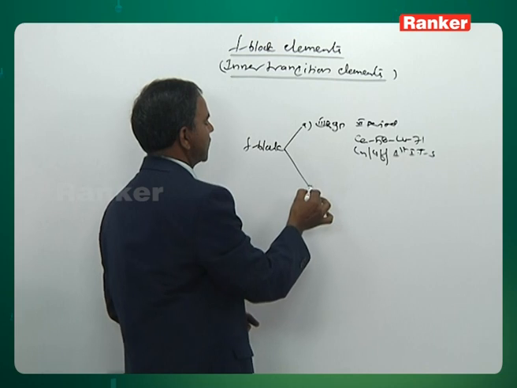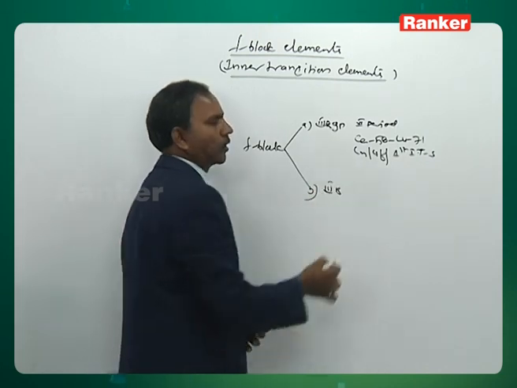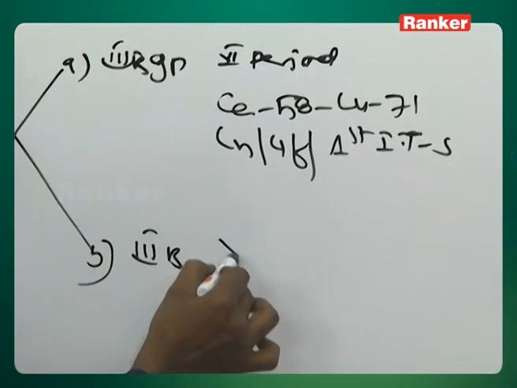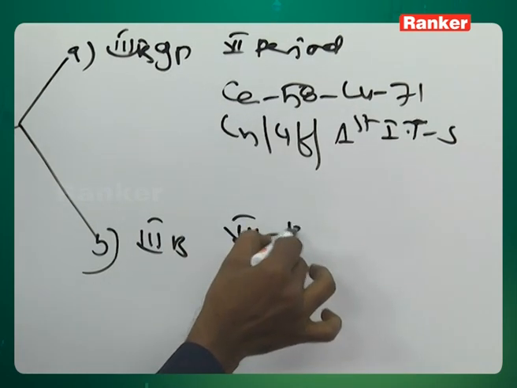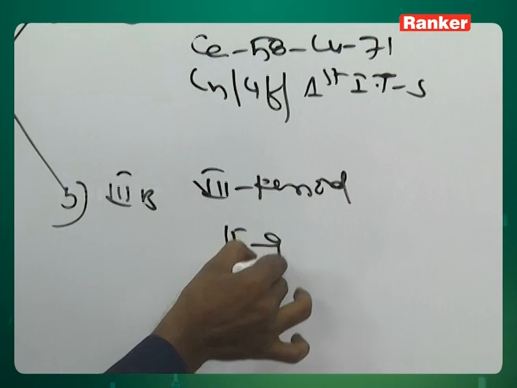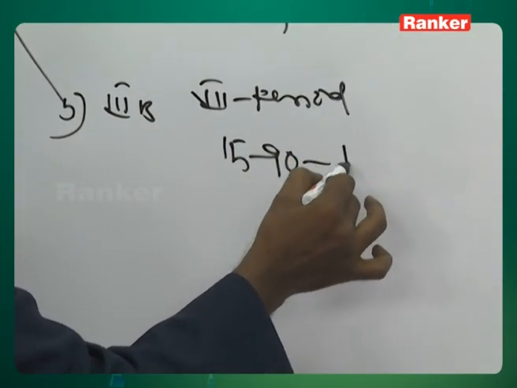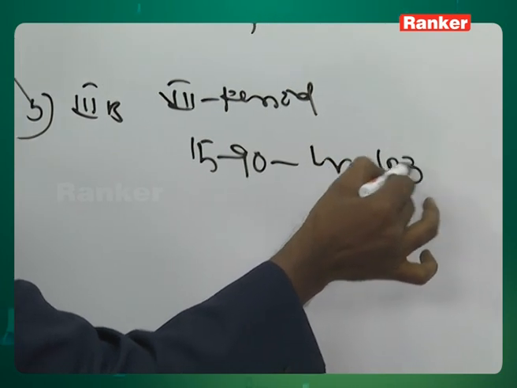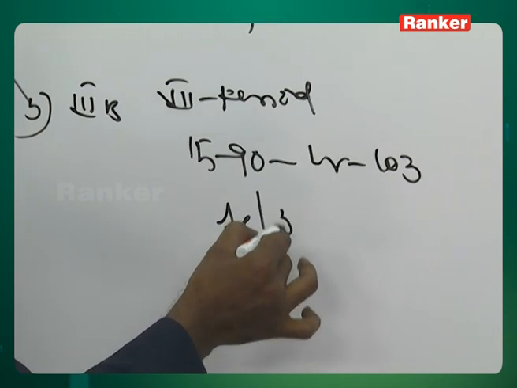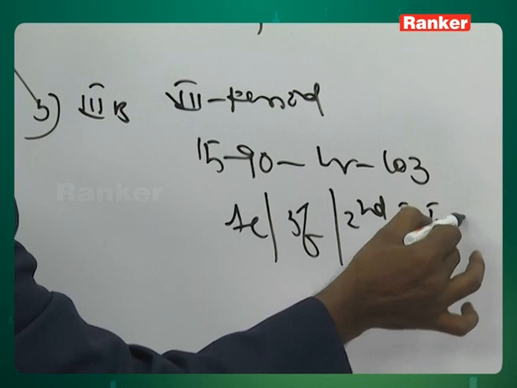Next, coming to second series, the 14 elements of third B group, actinides also belonging to third B group. The 14 elements of third B group, seventh period, starting from thorium 90 to lawrencium 103. These elements are known as what? Actinides, or 5F series, or second inner transition series.